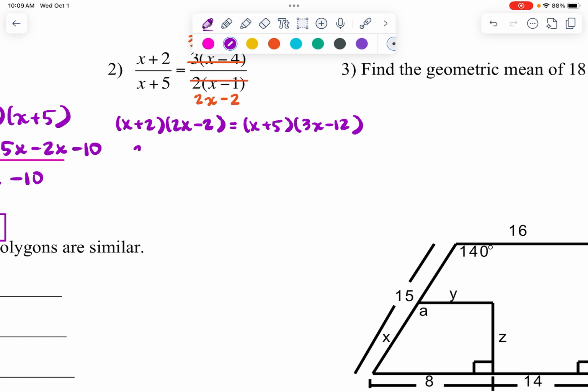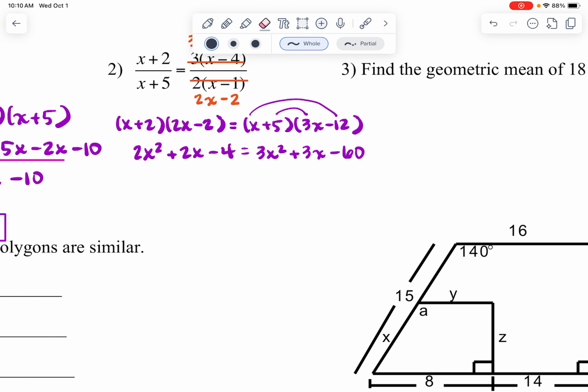All right, so that's going to give us 2x squared. I'm going to go ahead and combine my middle terms if that's cool with everybody, because I'm going to get negative 2x and then plus 4x. So that's going to give me plus 2x and then minus 4. Okay, then on this side, I'm going to get 3x squared. Then I'm going to get negative 12x plus 15x, which is going to give me 3x and then minus 60.